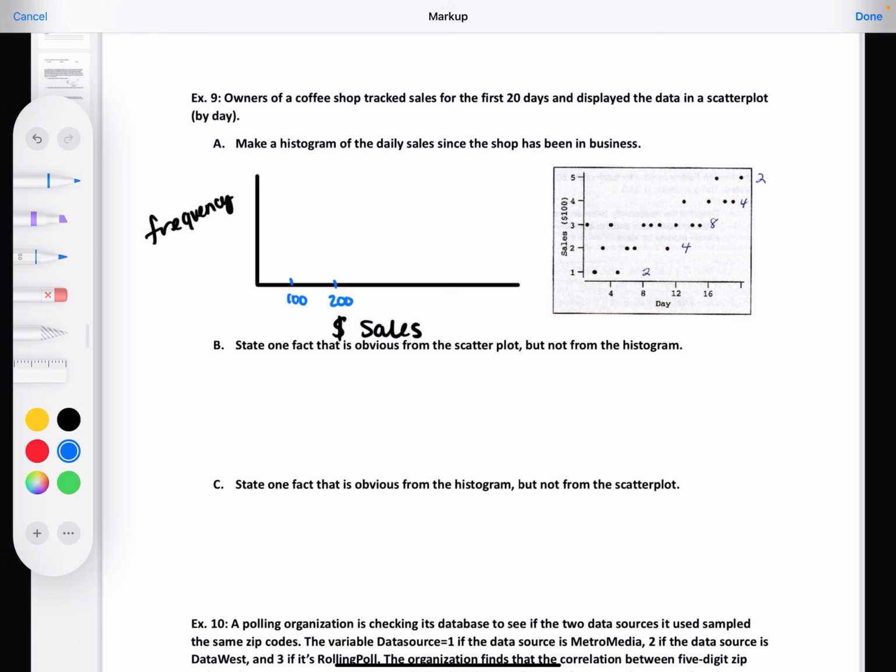100, 200, 300, 400, 500, 600. So how many days each did we have in there? So the frequency is how many days? So I'm going to go up to 8: 2, 4, 6, 8.